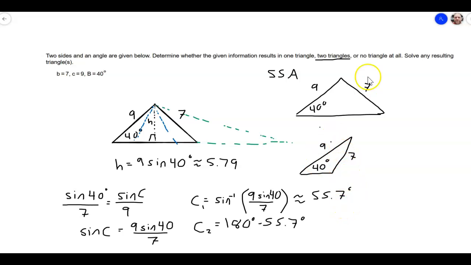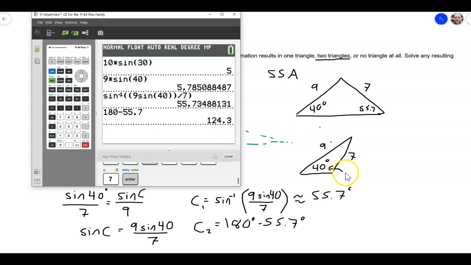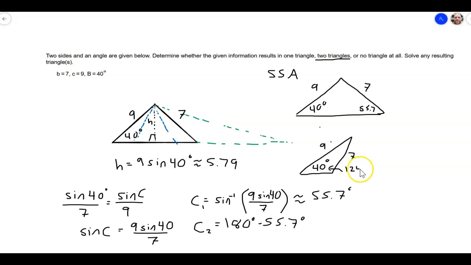So this big C over here is going to be 55.7, and then for our other one over here, for this angle here, that's going to be 180 minus 55.7, which is 124.3. So this angle there is 124.3 degrees.